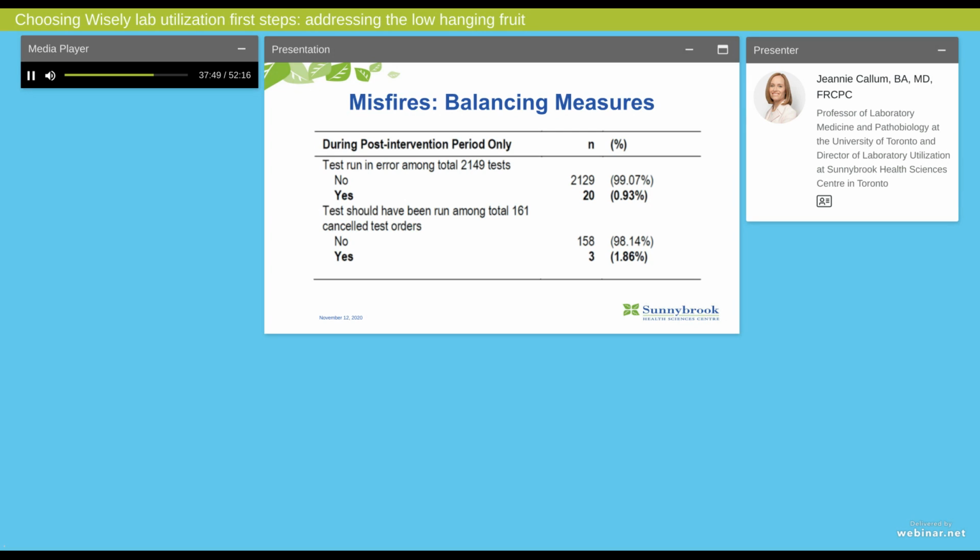It's not so bad. But we had 3 tests that should have been run, but that weren't run, that we're still trying to figure out, why did the computer not run them? Because there was no good reason. So we're still monitoring this, but really crucial that you monitor this. The 20 that were run that shouldn't have been run, there were really good reasons for this.